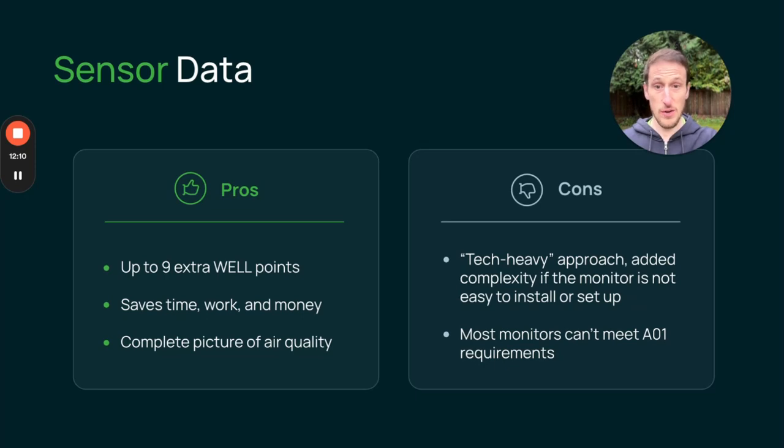Sensor data also saves you a lot of time, work, and money. Like I described in the performance testing section, it's a lot of trouble to have people come in every year to work with multiple vendors. If you are installing continuous monitors, this is really one single solution where a device is installed on a wall. It will start collecting data, and if you're looking at a global portfolio, again, of 35 offices in 20 countries, you only need one type of continuous monitor. You only need to work with one sensor partner to make that a reality.